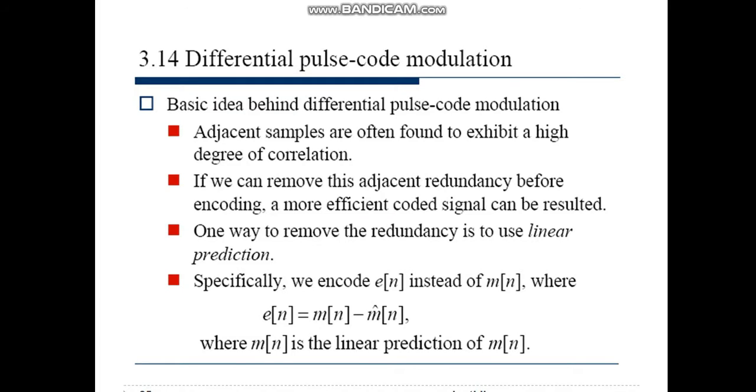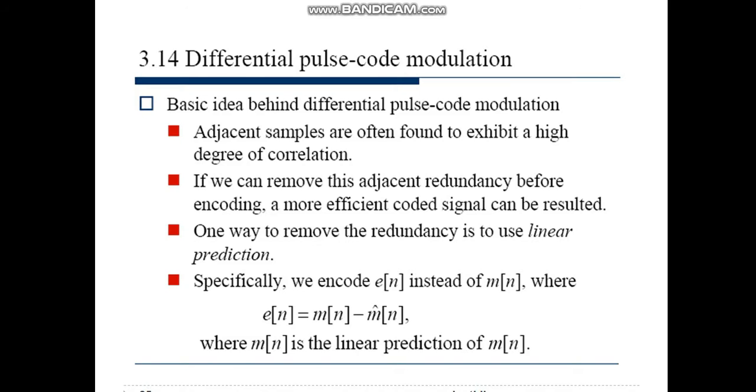Today we will see the topic of differential pulse code modulation. Generally, in differential pulse code modulation, the principle behind it is prediction. The value of the present sample is predicted from the past samples. The prediction may not be exact, but it is very close to the actual sample value.